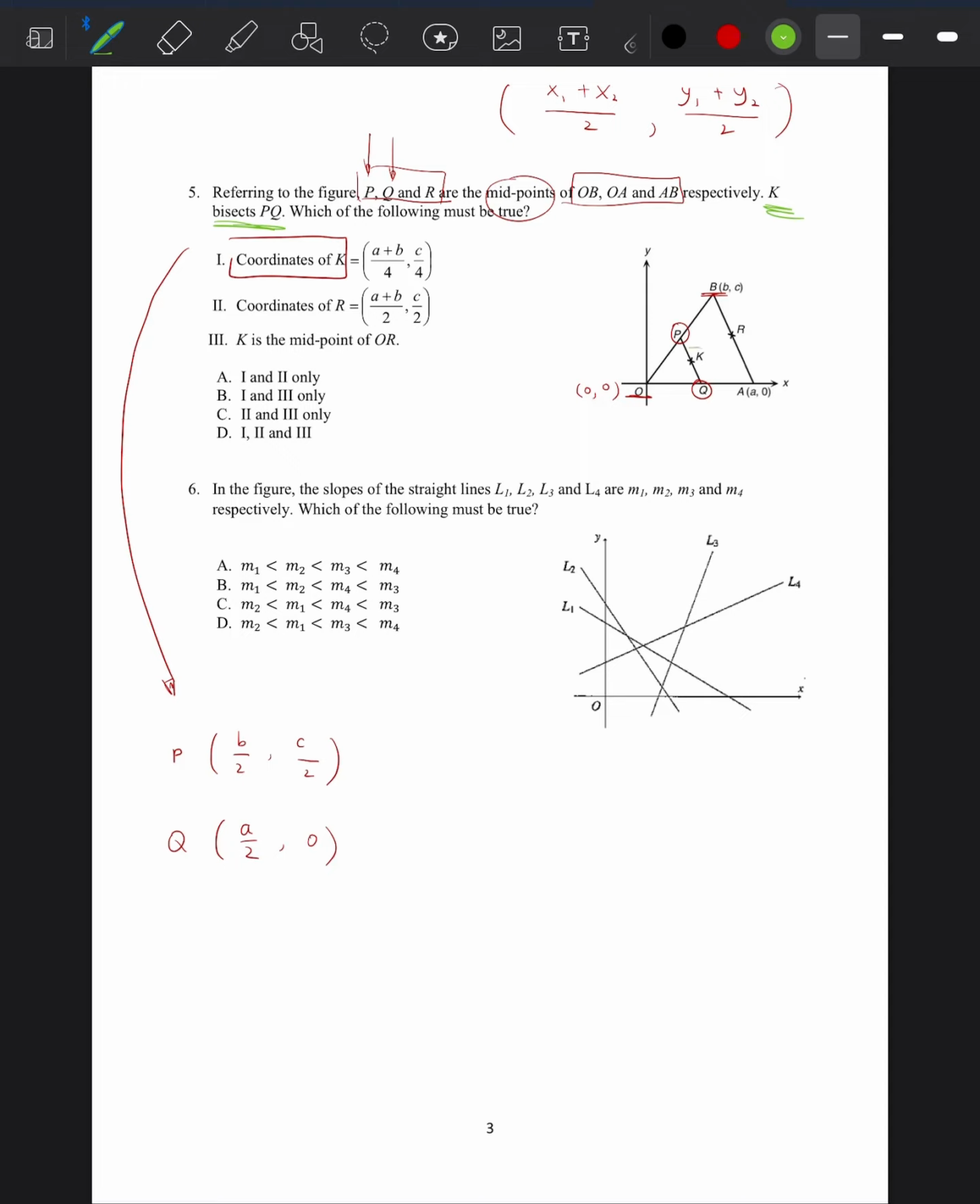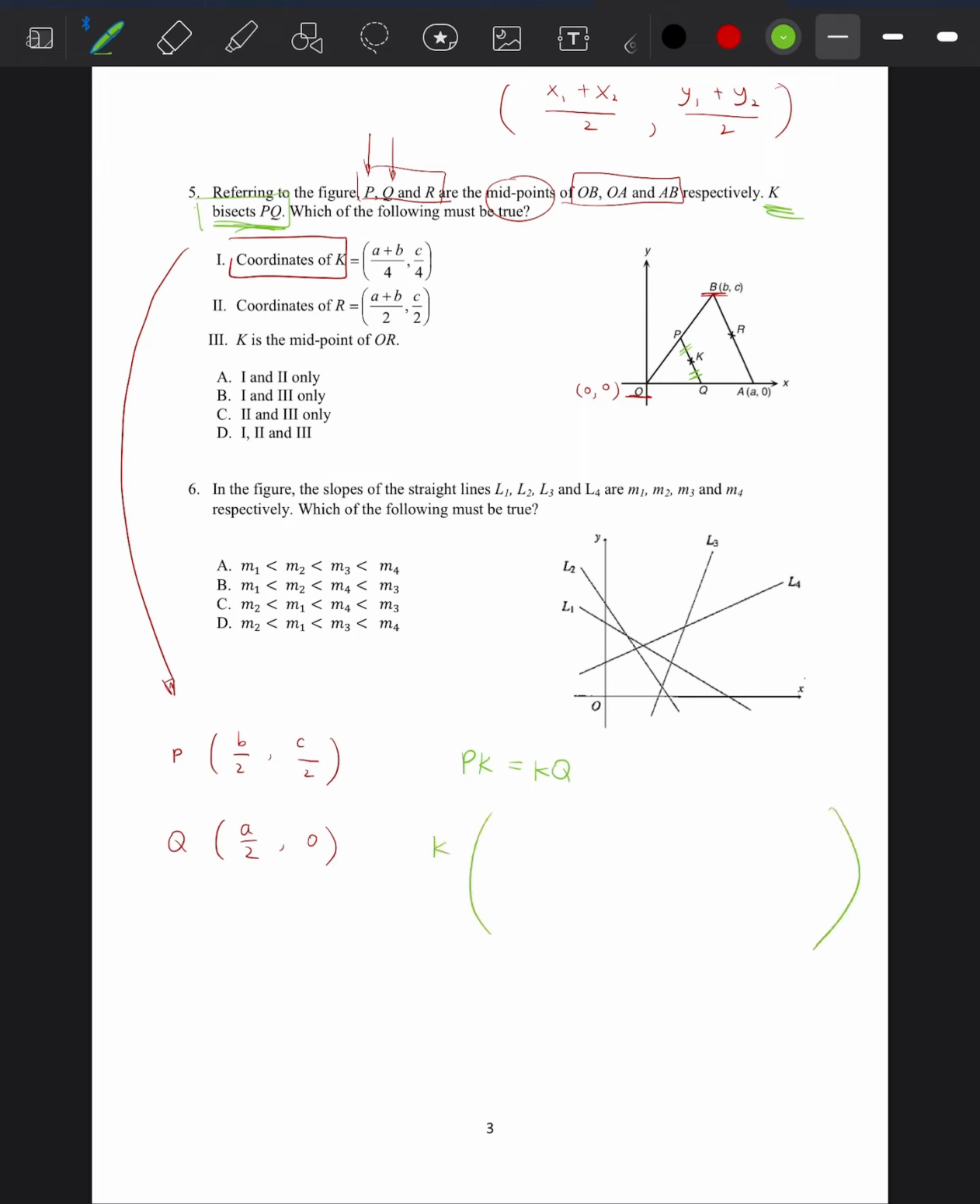K bisects PQ, meaning that K cuts through the PQ. So when it cuts through PQ, PK and QK have the same length. This is what it meant by bisect. So in this case, PK equals KQ.